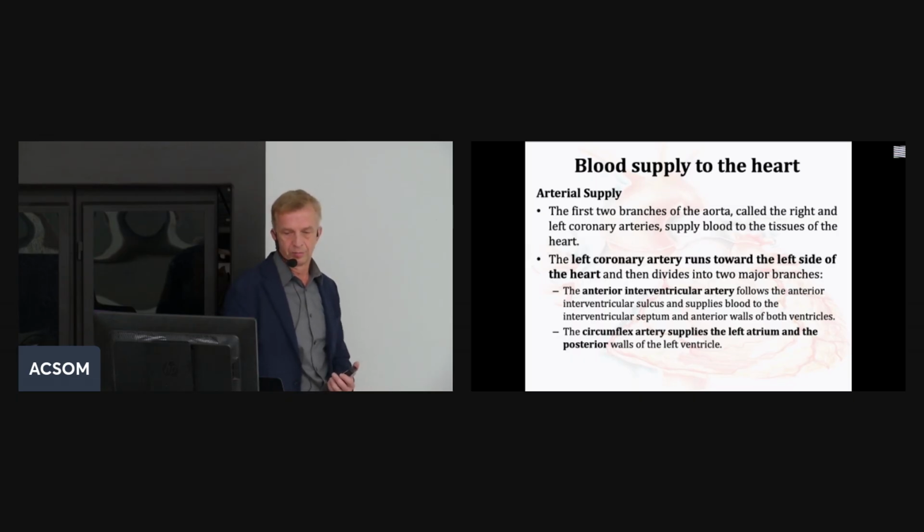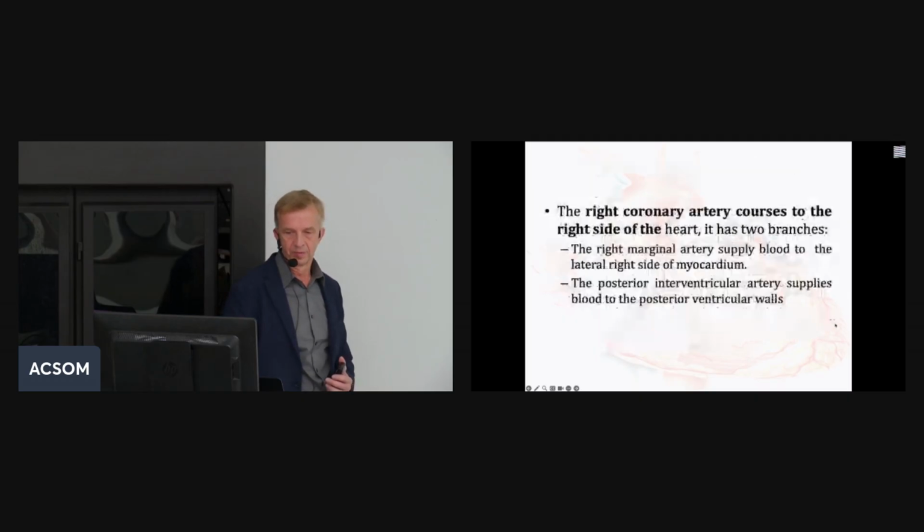artery. The circumflex artery is a second branch from the left main coronary artery, and supplies the left atrium and the posterolateral or posterior wall of the left ventricle. It's a little bit smaller, and it divides into other branches, which are the marginal branches of the circumflex artery.